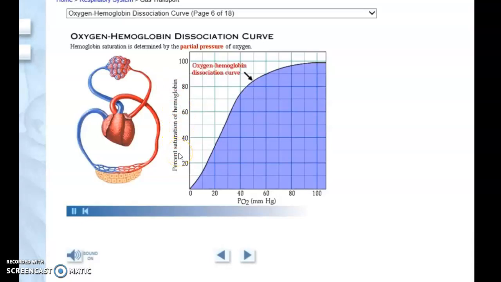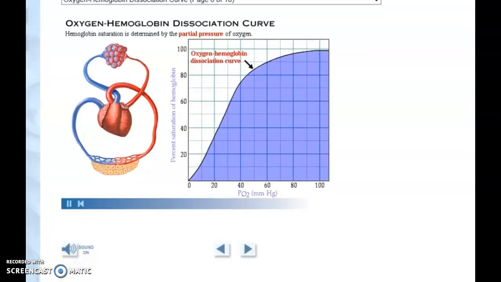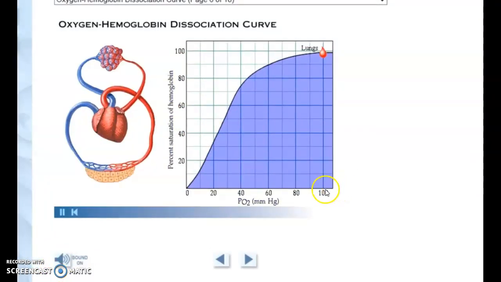Now, what that actually means is that when the blood is in the lungs, we're going to have a high partial pressure of oxygen. Therefore, the blood is going to become highly saturated. But when the blood moves to areas of the body that have low partial pressures of oxygen, the blood is going to start giving up that oxygen, and its saturation is going to drop quite a bit. So we know the lungs have a high partial pressure of oxygen in them, about 104.